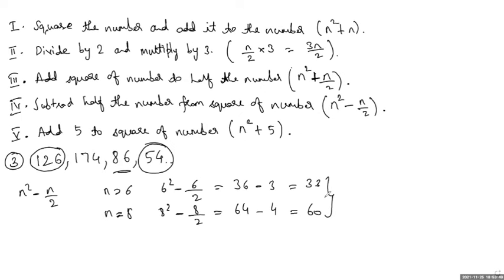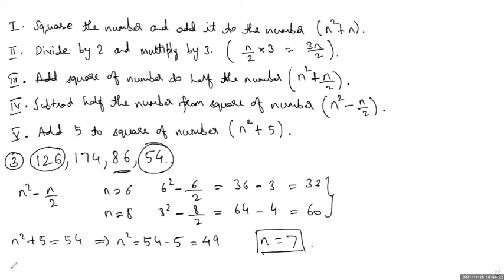Okay, so now we'll check for the fifth rule. n square plus 5 is equal to 54. So n square is 54 minus 5. What is 54 minus 5? 49. So what is n? n square is 49. So what is n here? Square of which number is 49? 7. Correct. So we got a proper n.